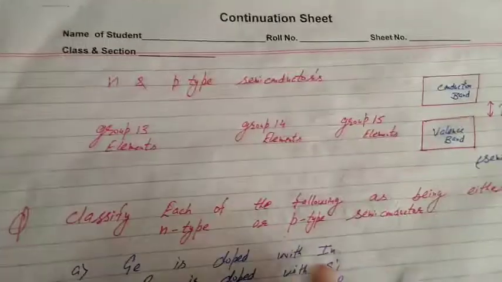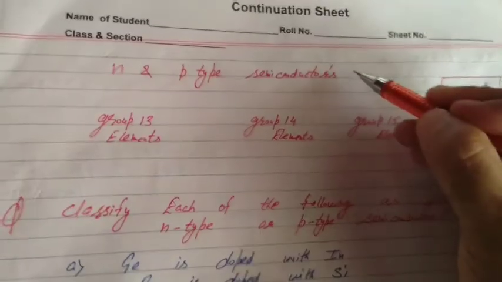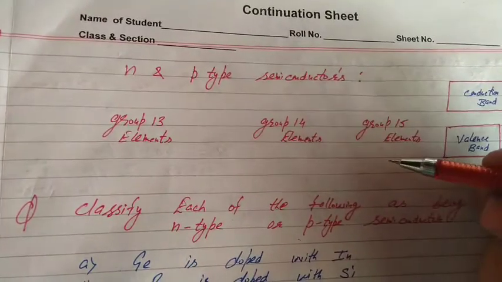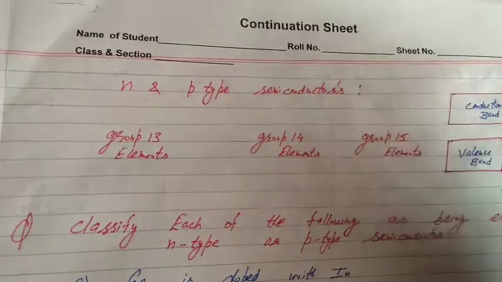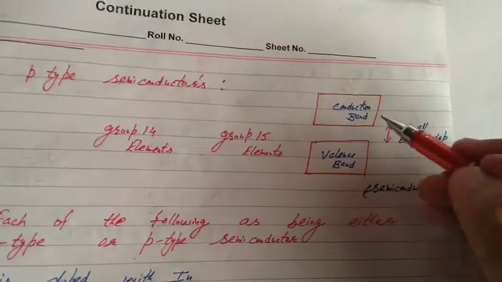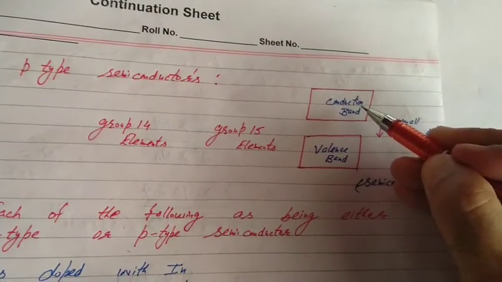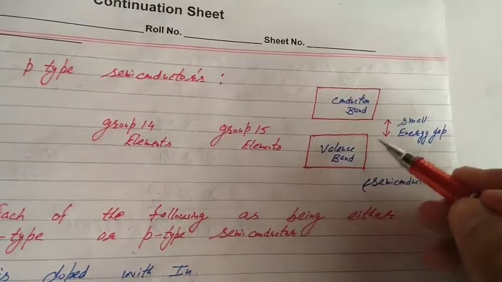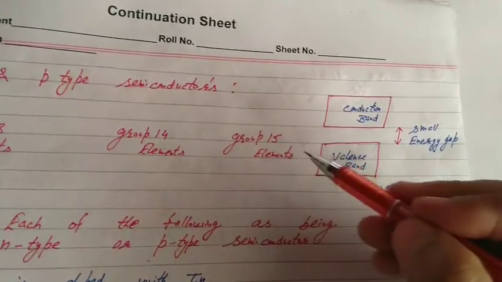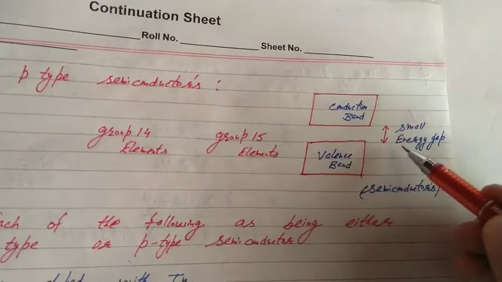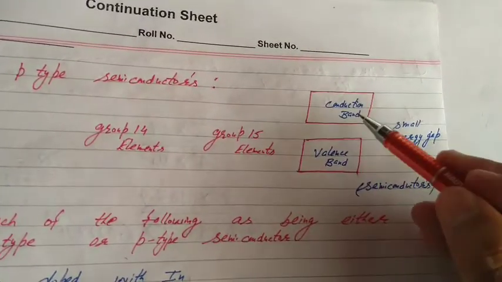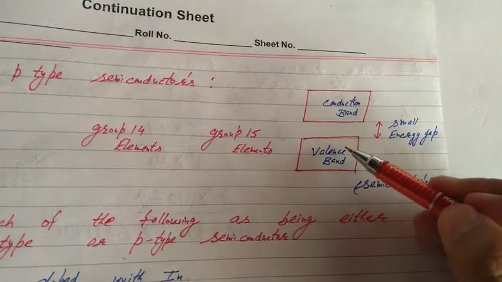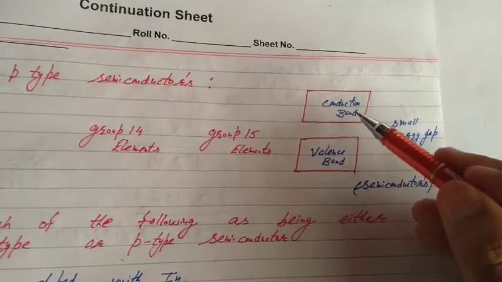After this, students, last one is N and P type semiconductors. That's the last topic in solid state. Students, all of you know, in case of semiconductors, there is a small energy gap between valence band and conduction band. It means some of the electrons from valence band can jump into the conduction band.